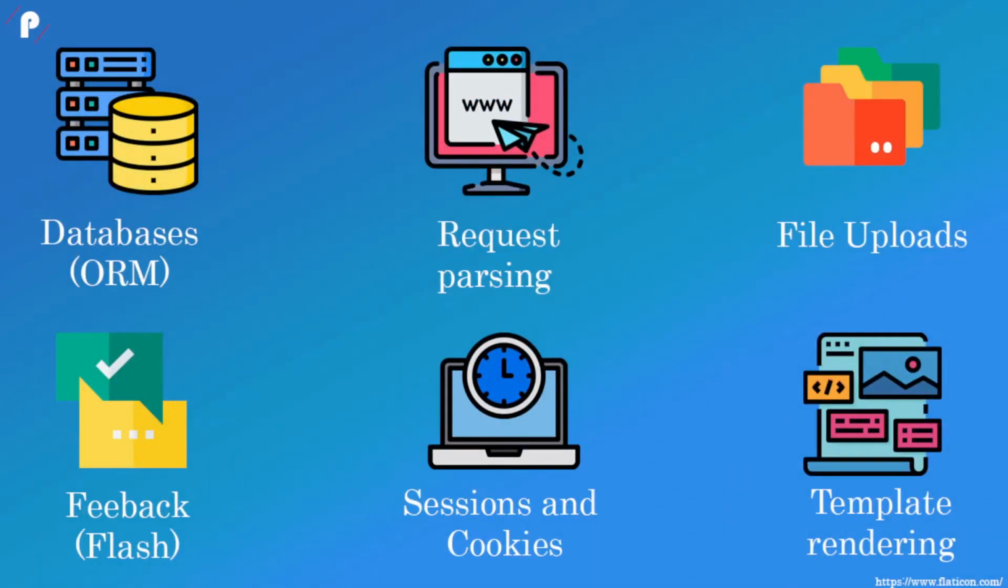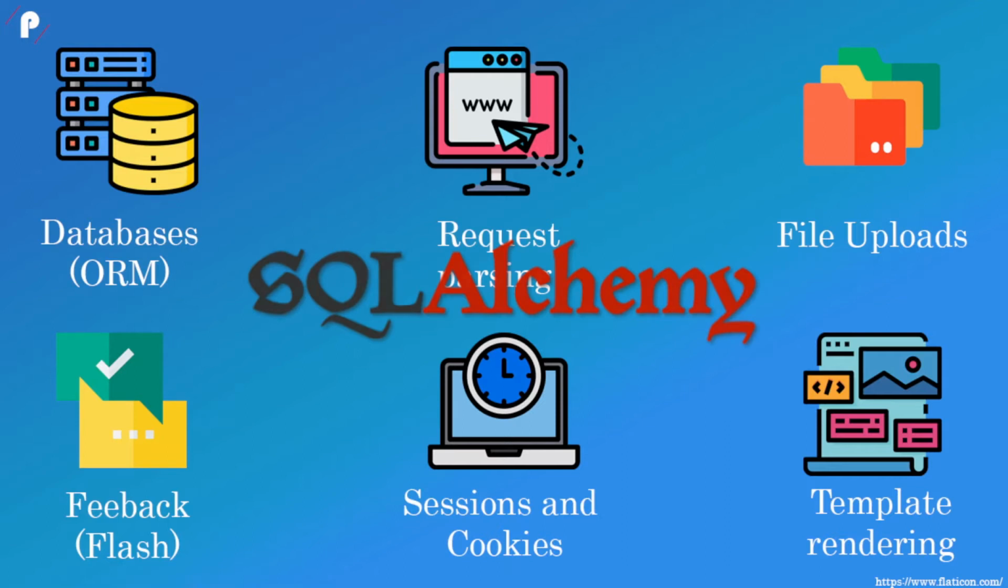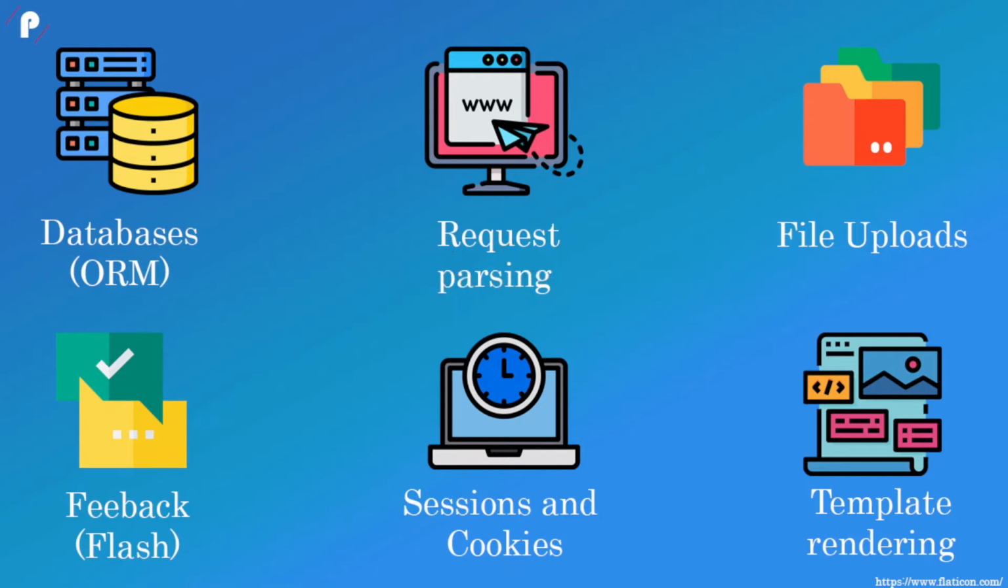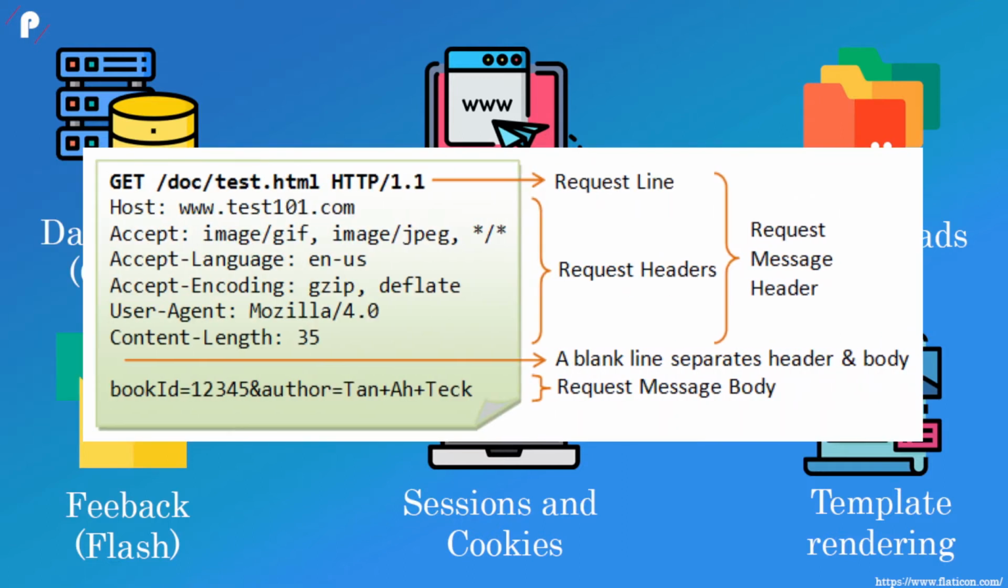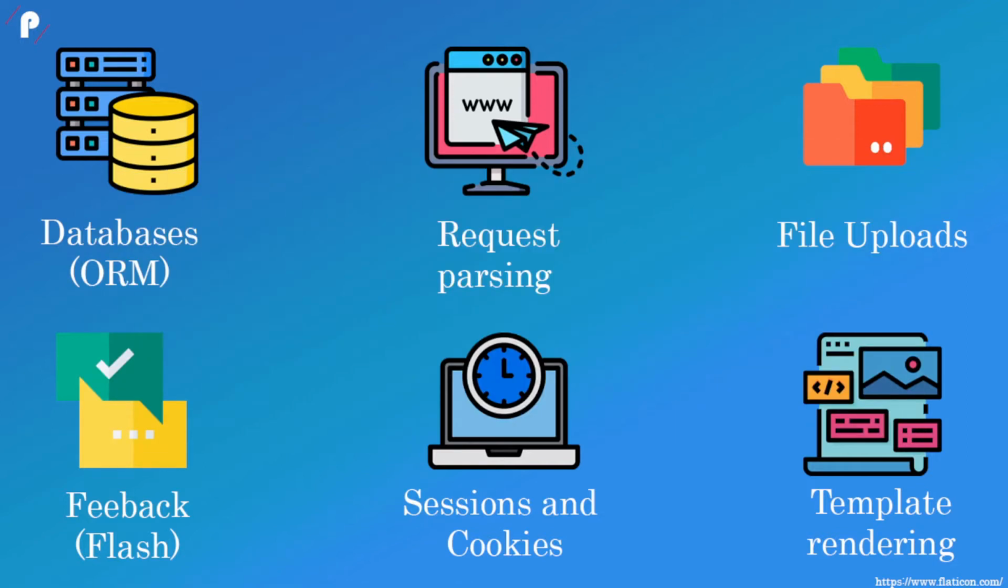Here we can see many extensions or utilities that Flask supports, like using a database with an object relational mapping. In this case, the extension or module for this is known as SQLAlchemy. Also, request parsing is possible, where we can get information about the requests, like headers, body, etc. We can also configure our Flask app to receive files. The same happens with the feedback experience, where the server will confirm to the user when an action is done. We can do it using the Flash module.